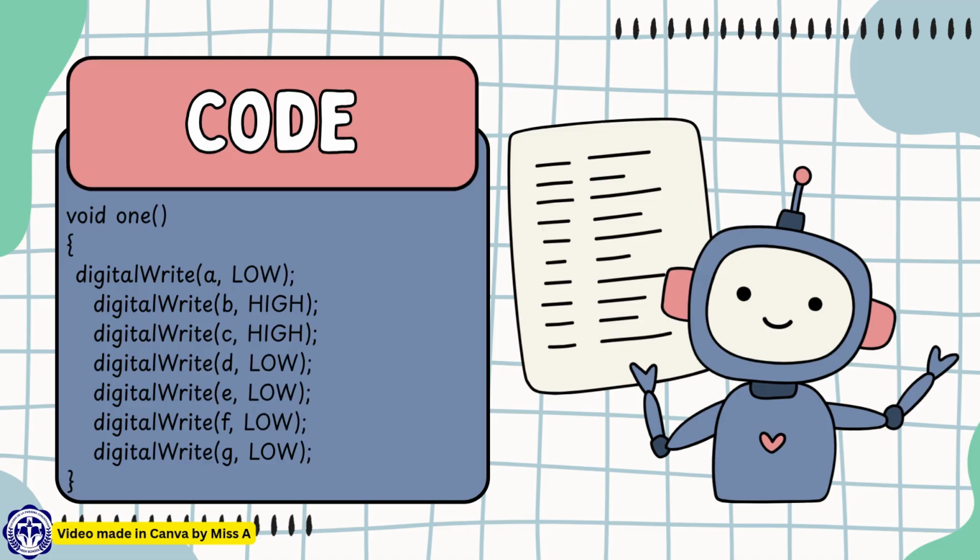The one function lights up the segments needed to display the number 1 on the 7-segment display. In this function, only segments B and C are turned on with digitalWrite(B, HIGH) and digitalWrite(C, HIGH), while all the other segments, A, D, E, F, G, are kept off with digitalWrite LOW. By lighting just these two segments, the display forms the shape of the number 1. This function allows the Arduino to show 1 whenever one is called in the loop function.